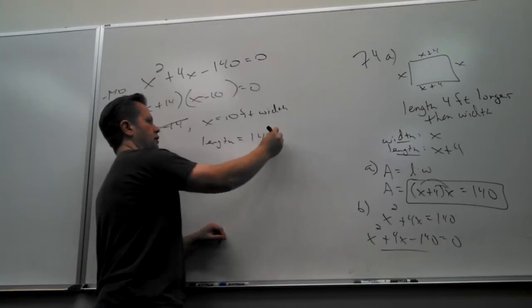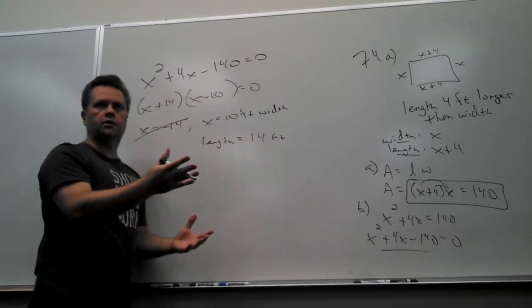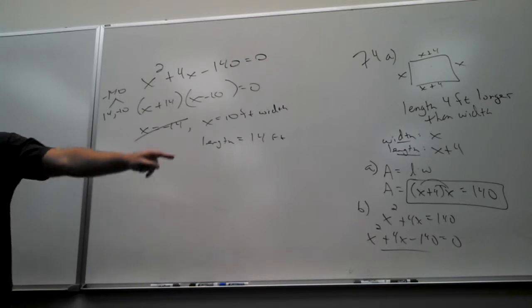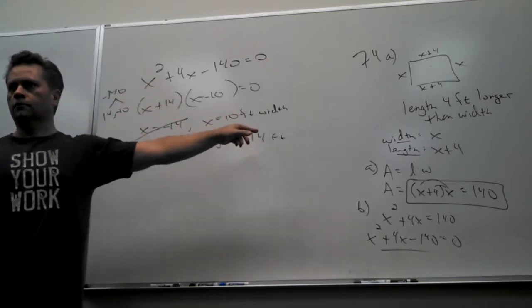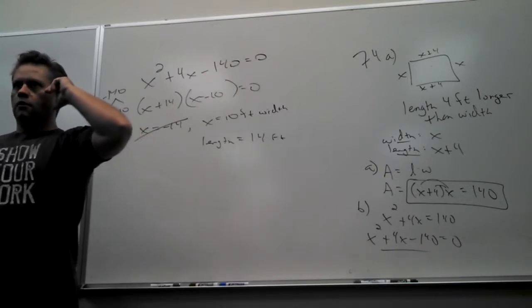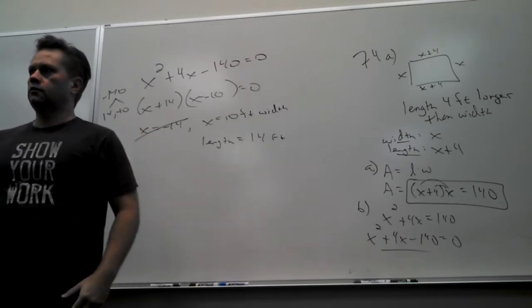14. And how do I check what makes sense? What do I look at? How do I check to make sure this is right? What was the area supposed to be? 140. And if it's 10 and 14, what's the area? 140. So you can always check yourself at the end.